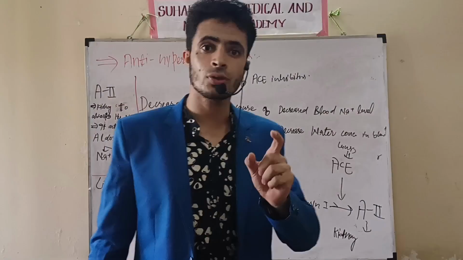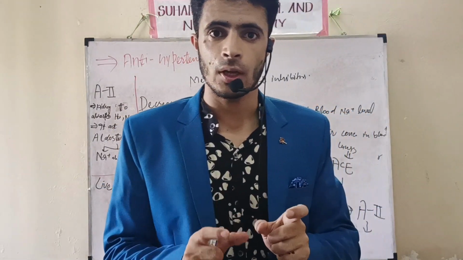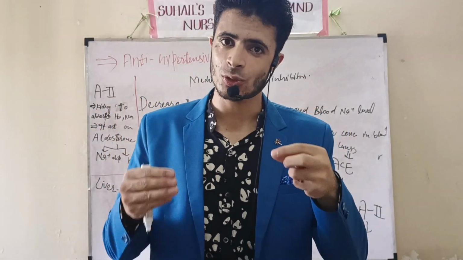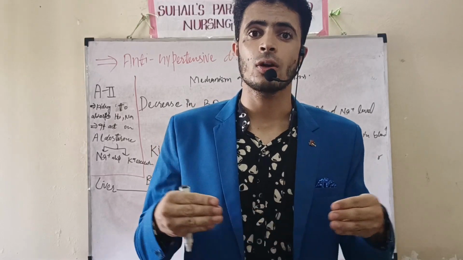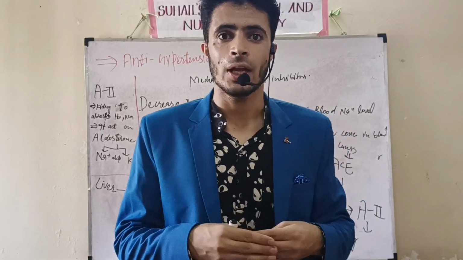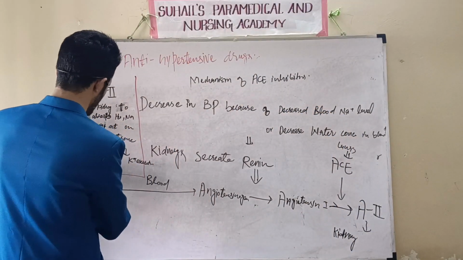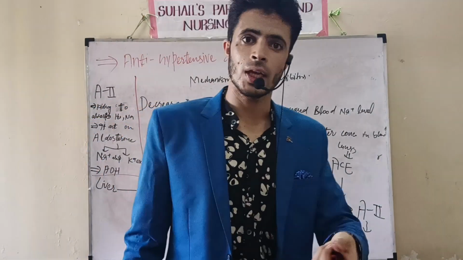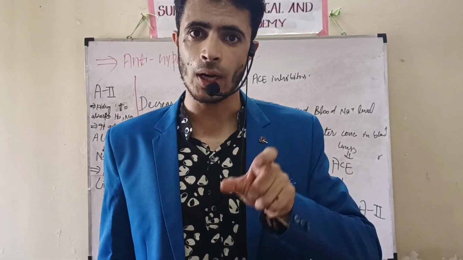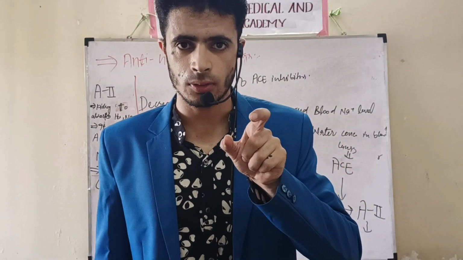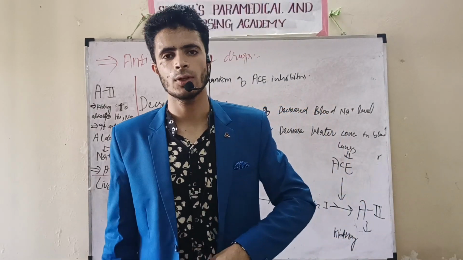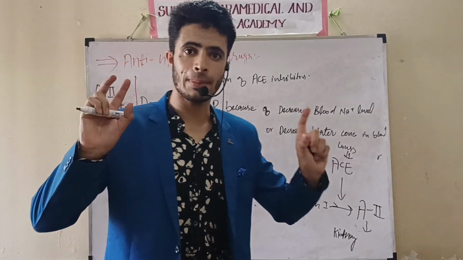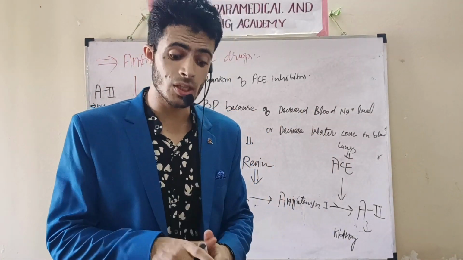acts on the pituitary gland. What will happen when it acts on the pituitary gland? There is a hormone which is already stored there. That is called antidiuretic hormone. That antidiuretic hormone, ADH, will also be produced. The role of antidiuretic hormone is also reabsorption of water into the ascending and descending tubules which are present in the nephron. So this was the role. This is the mechanism of ACE. This is the RAAS mechanism.